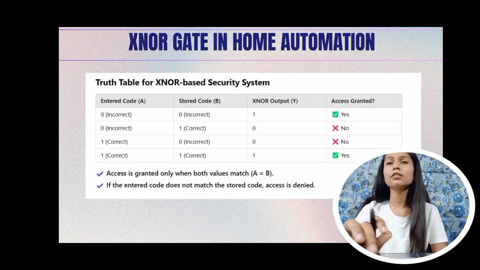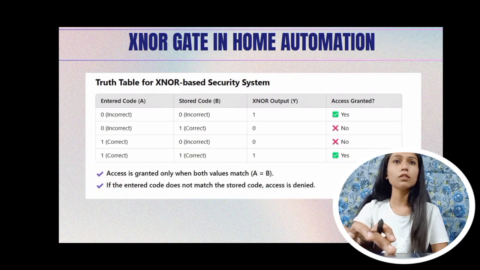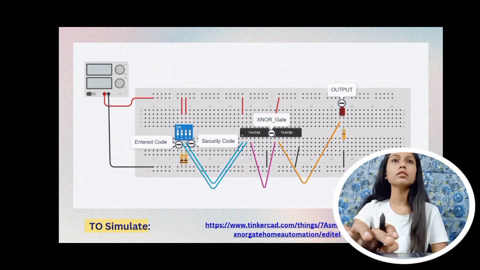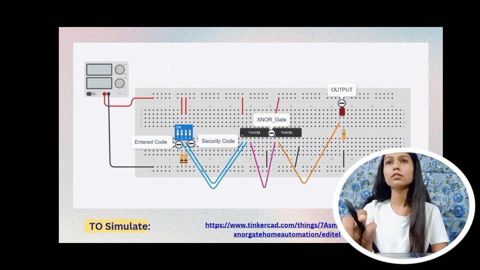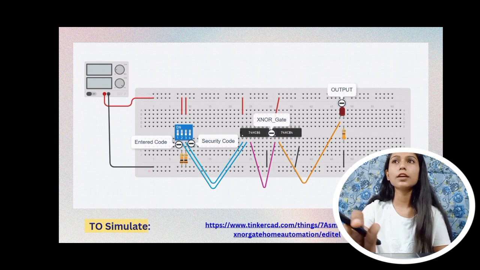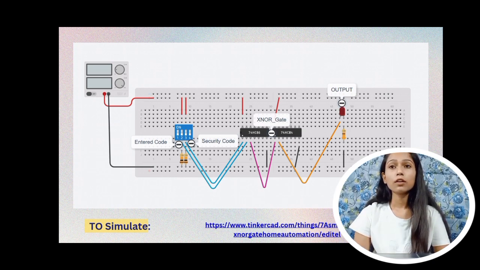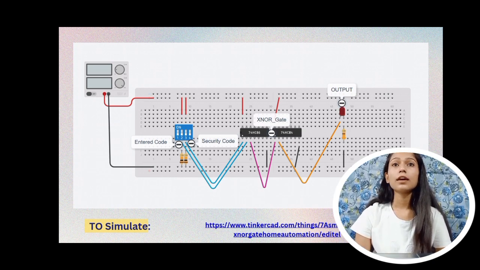We will see, this is the truth table. And this is the circuit of the XNOR gate. We will simulate this. So this is the circuit of the XNOR gate. In this there are two inputs, enter code and security code. When both codes match, then and only then is the access granted.